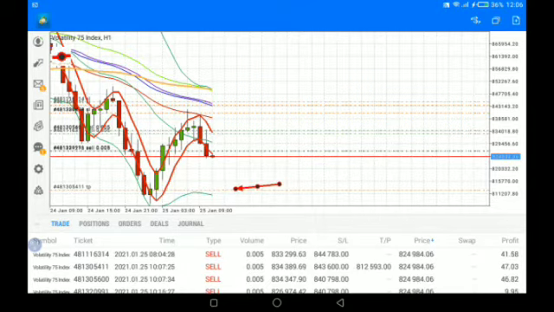I'll just pause this video right now. I'll pause the video again, and in the next 1 hour, let's say, I'm going to continue the recording. So we'll just see the progress of this trade, and particularly how this candle will close accordingly.